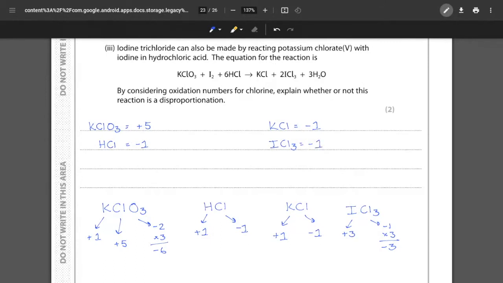So we have to look at what has actually happened here. Well, we have got a reduction happening from the +5 to the -1, but we don't have oxidation. The chlorine is not changing its oxidation number to show an oxidation reaction. Therefore, this is not a disproportionation, as the chlorine is not oxidized and reduced. Remember, for disproportionation, the same species has to undergo oxidation and reduction.